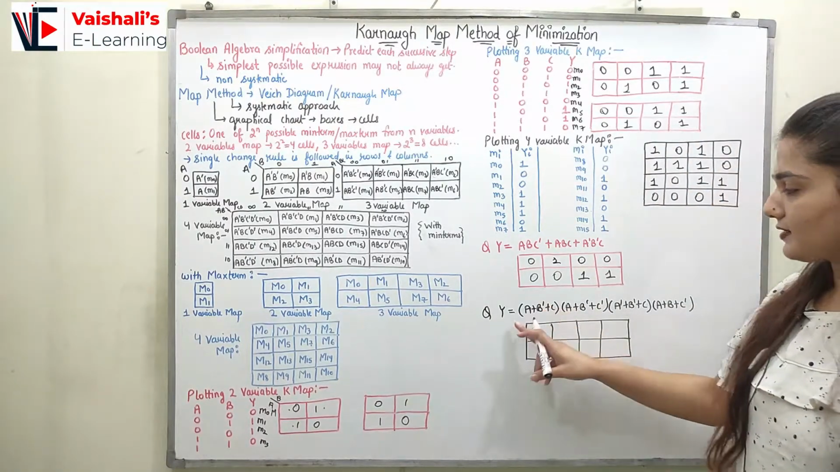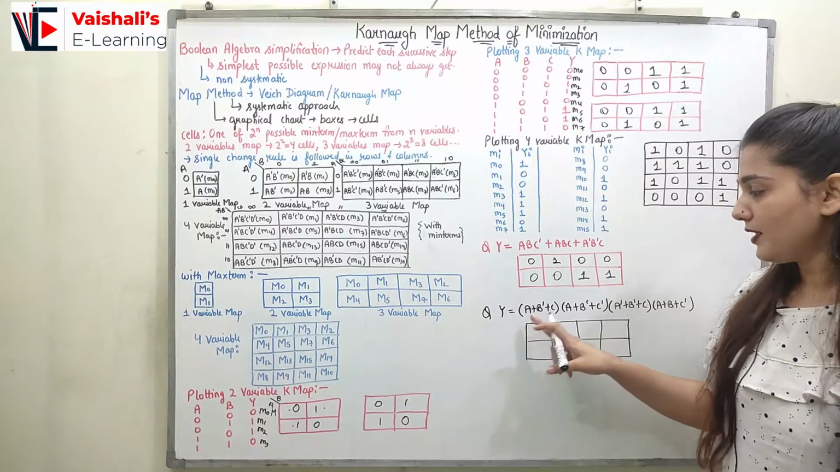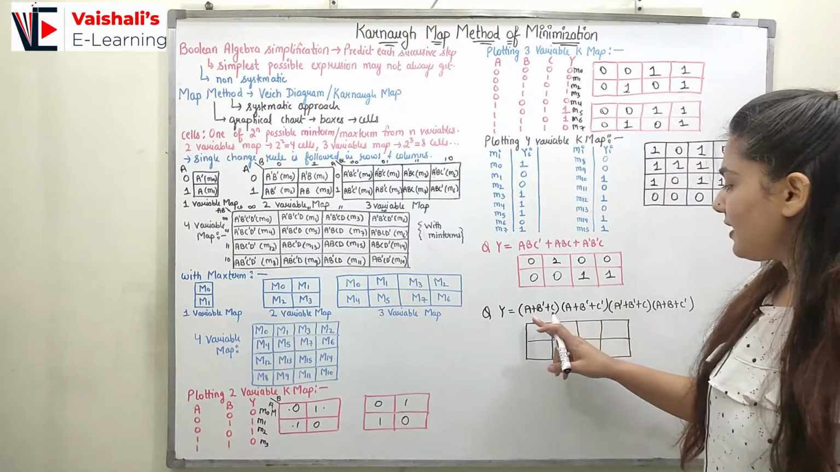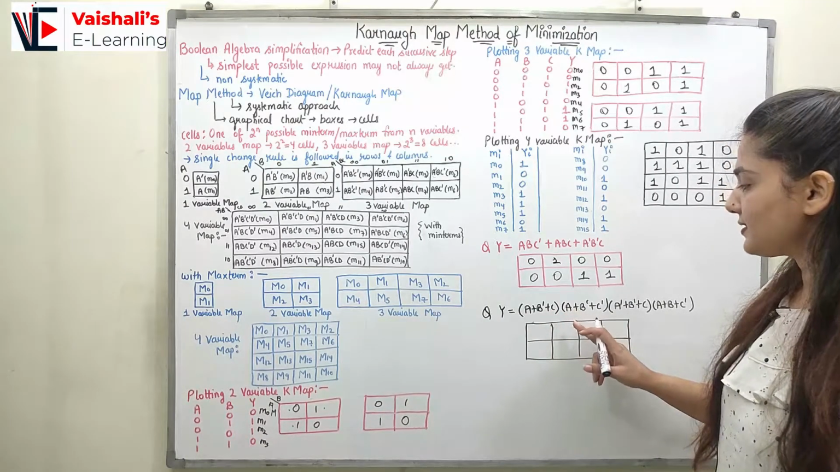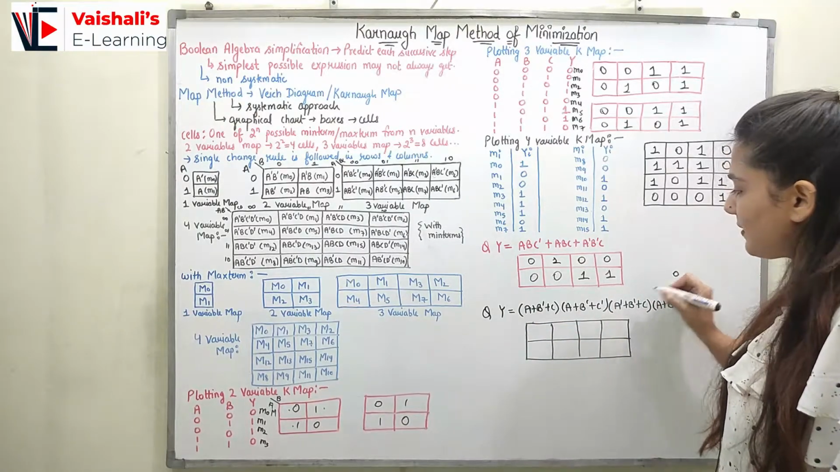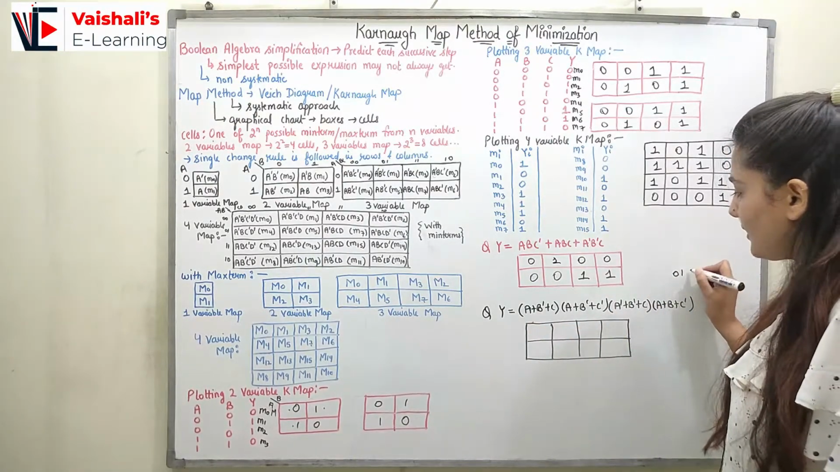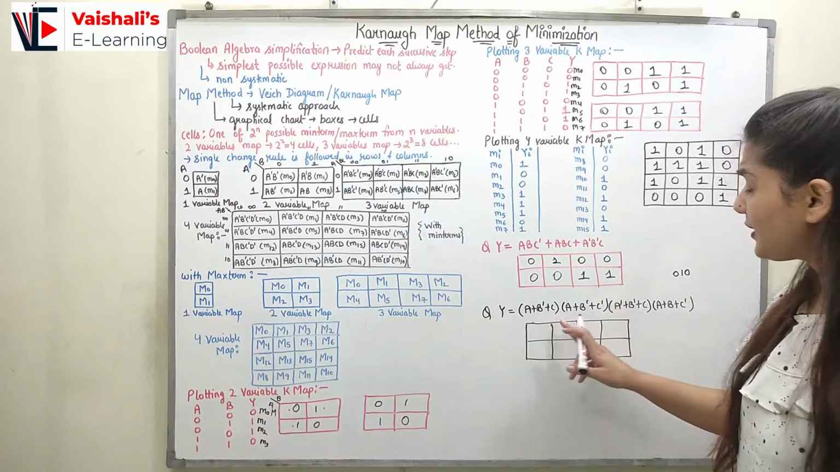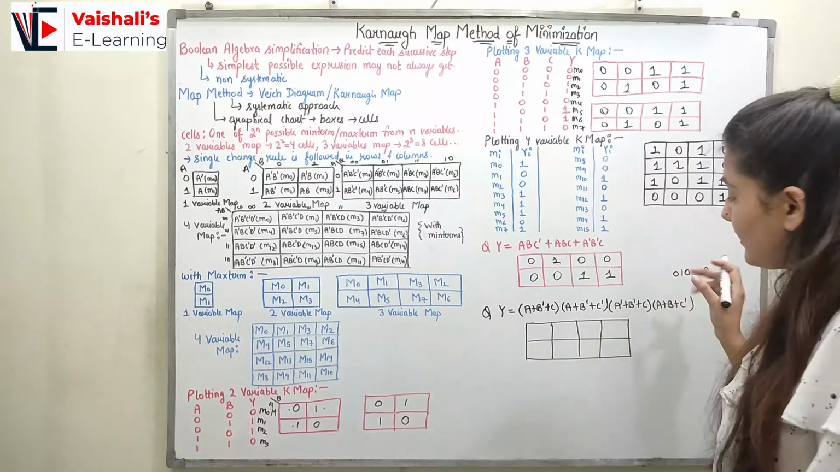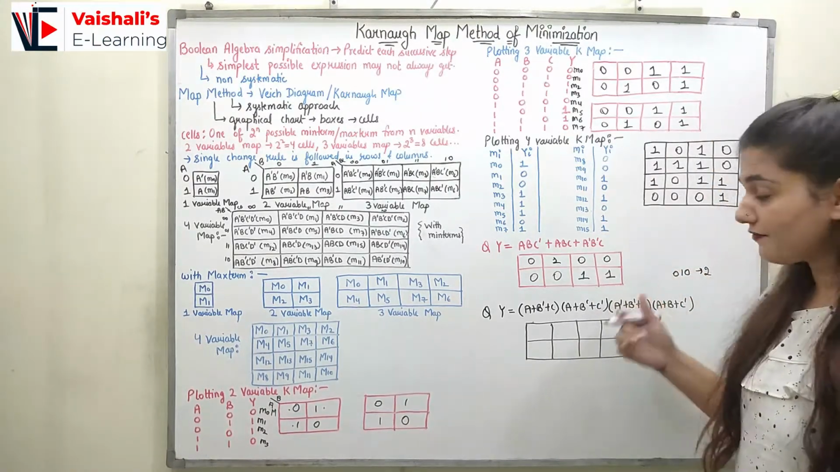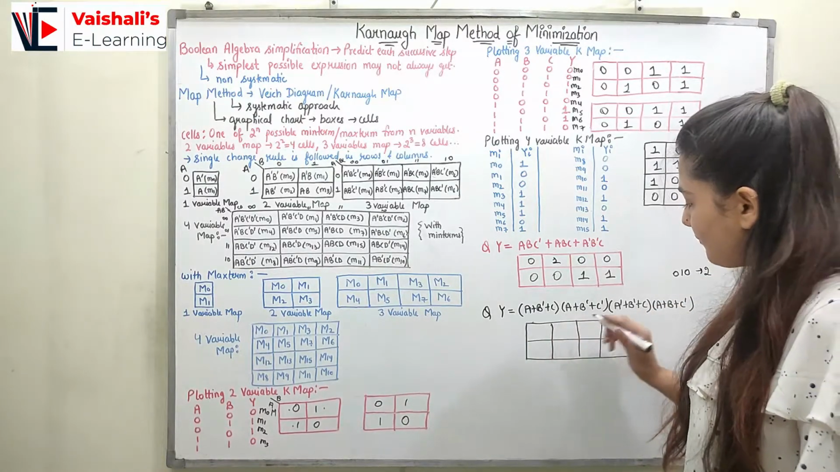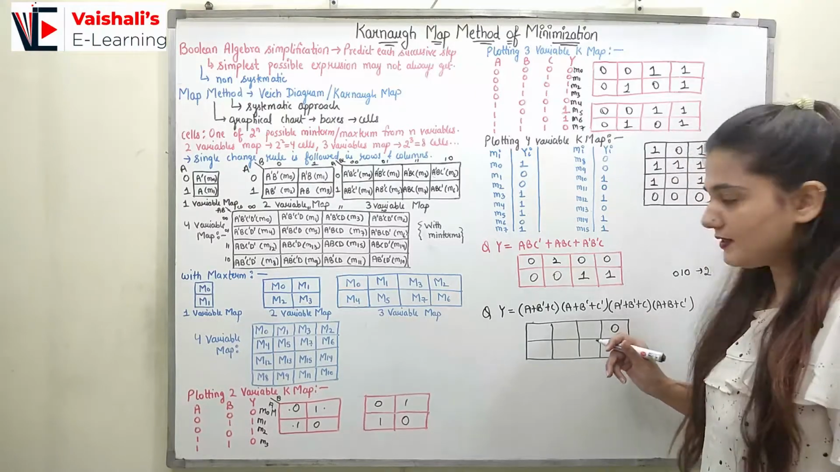Now coming to the next question, here we have the POS form. For that I am going to see the max terms. Over here we have A plus B' plus C. A plus B' plus C represents 0, 1, 0, right? So 0, 1, 0 is my place 2. Place 2 over here is filled with 0. Whenever I have a max term I am filling it with 0. This is m0, m1 and m2, and this one is filled with 0, right?